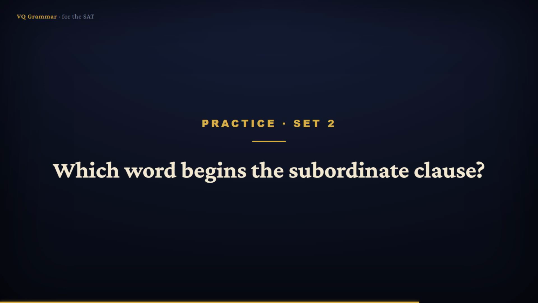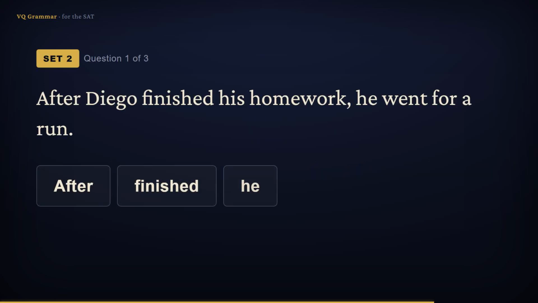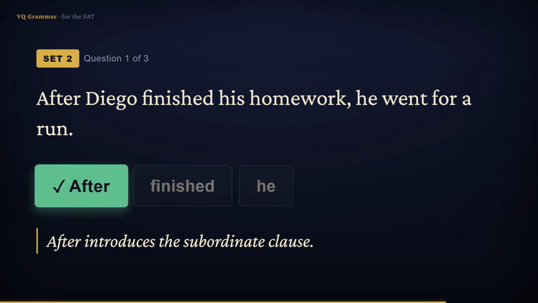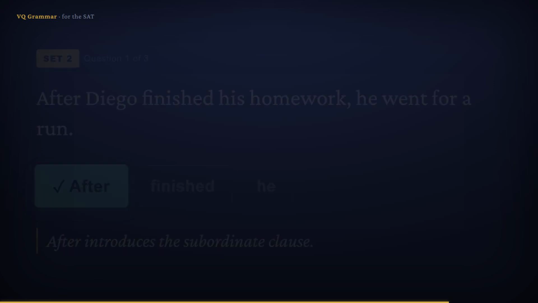Now pick the signal word that begins the subordinate clause, the subordinating conjunction or relative pronoun. Pause and try each. After Diego finished his homework, he went for a run. The signal word after begins the subordinate clause, so the answer is after.